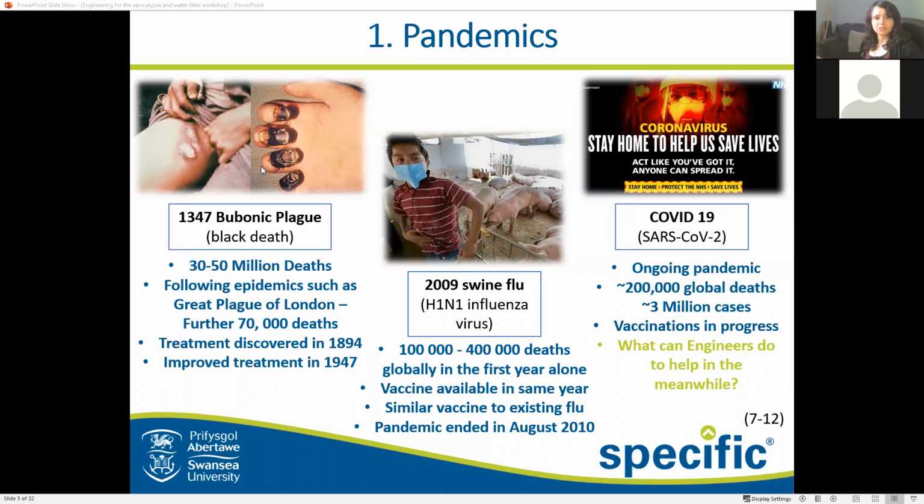But with modern medicine and our technological advances, this could have been substantially less horrific. More recently, we turn to something that was in my lifetime, probably yours, which is influenza A H1N1 in 2009, known commonly as swine flu, which according to the World Health Organization resulted in around 100 to 400,000 global deaths in the first year alone. So not that dissimilar to what we're having to go through right now.